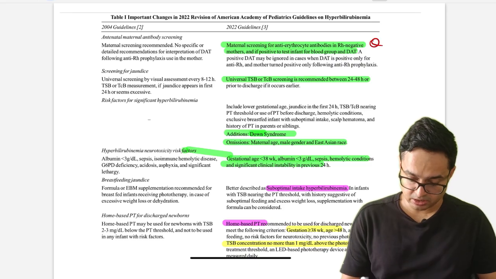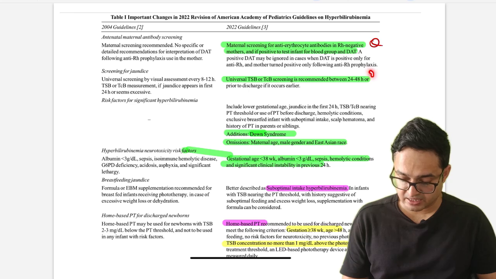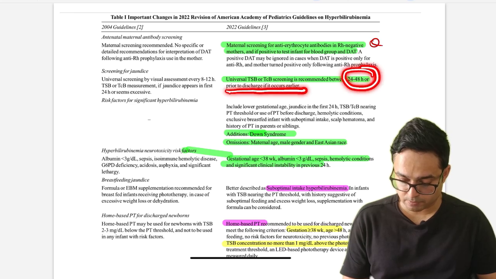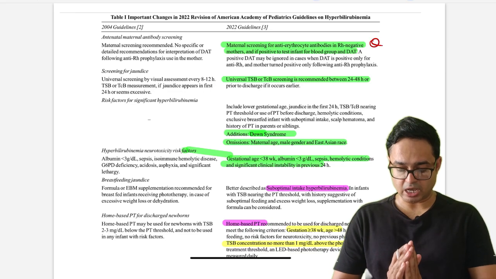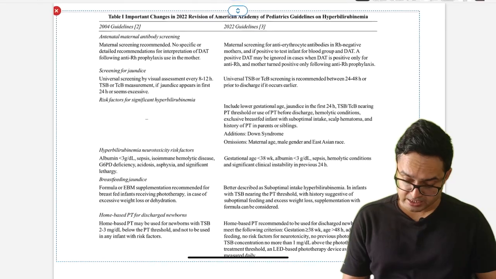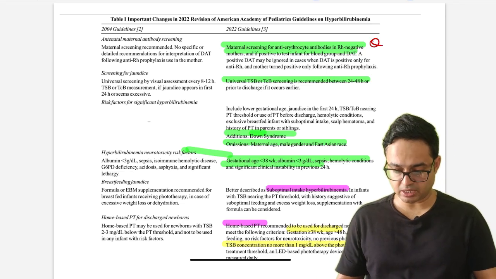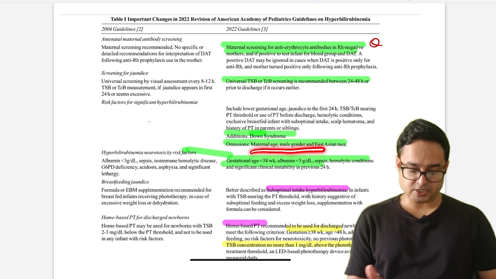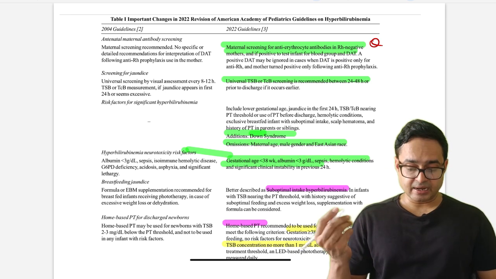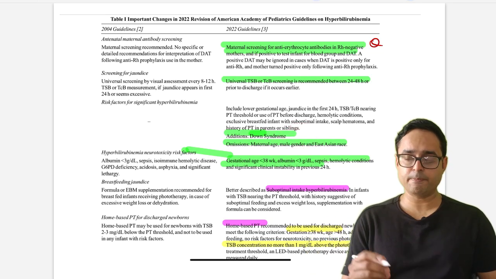This is one caution. Another one is universal TSB or TCB screening is recommended between 24 to 48 hours, prior to discharge if earlier. Listen, this statement based question can be asked, so you have to remember this. Risk factor addition: Down syndrome has been added in this. So Down syndrome is a risk factor of neonatal jaundice. Omission: maternal age, male gender, East Asian race are excluded. So maternal age is not a criterion for neonatal jaundice. Male gender, no, male and female are equal.